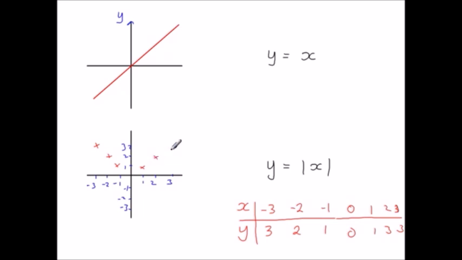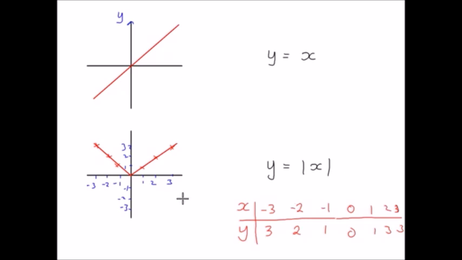So what you're seeing this time is this part of the initial graph that we had, so from the graph above, the part that was above the x-axis already is not changed. That's the same. The region that's below the x-axis is reflected in the x-axis to give us this part here. So this is the graph of y is equal to the modulus of x.